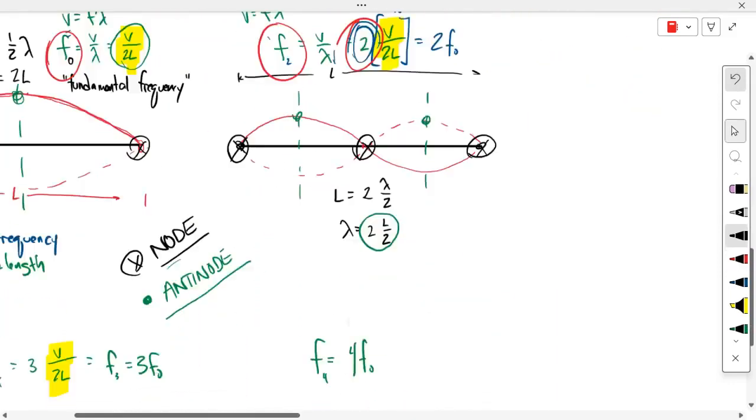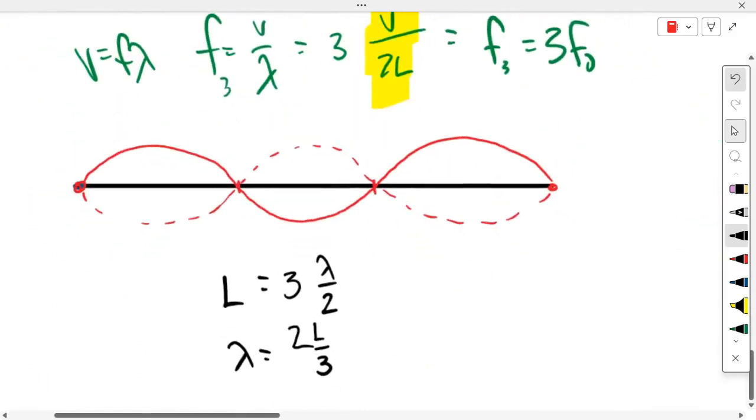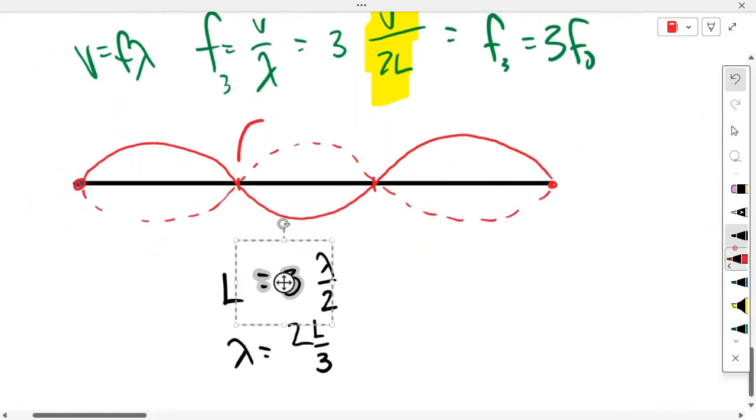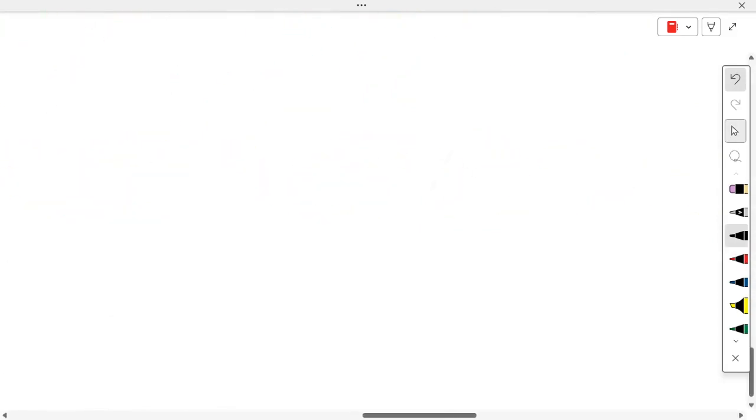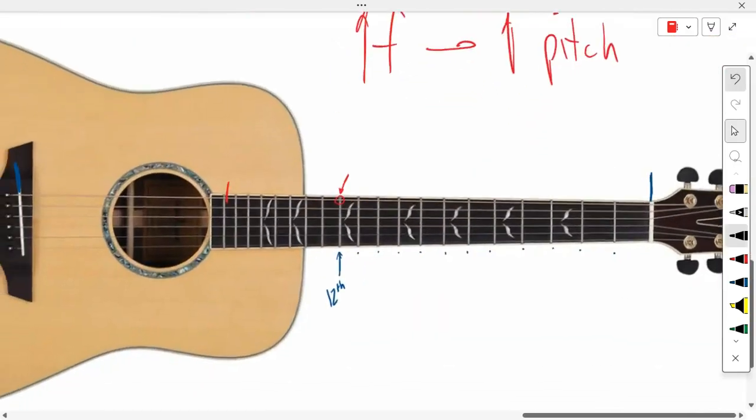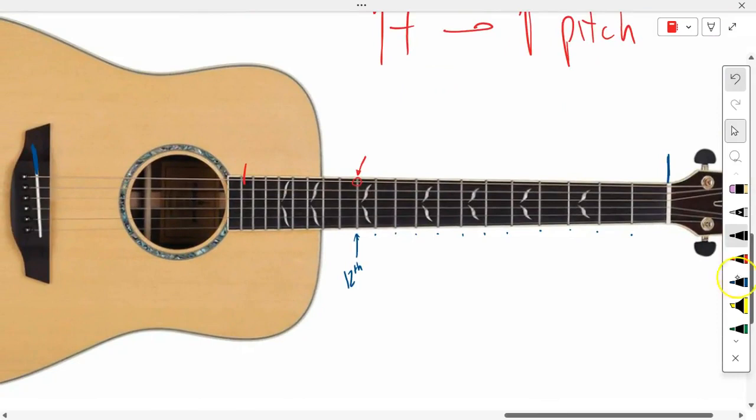And then guess what? I can make this happen by lightly putting my finger a third of the way down the guitar string. Let's see, where's a third of the way down? A third of the way looks like about right there, on the 7th fret. The 7th fret on the guitar happens to be exactly a third of the way down.